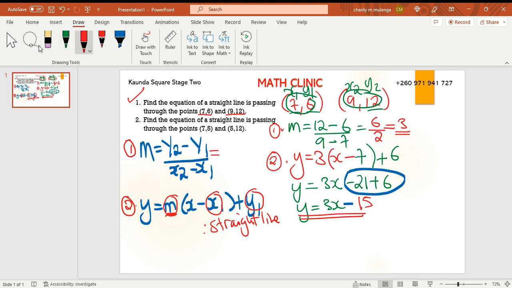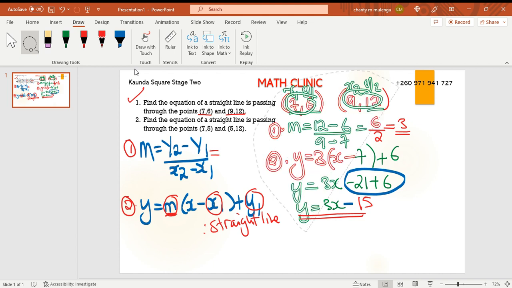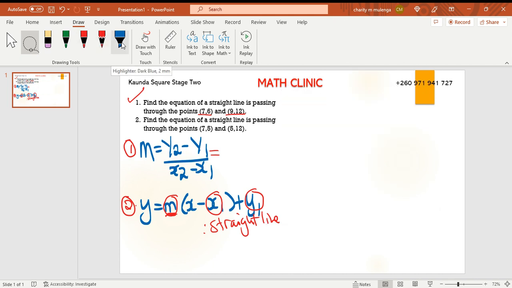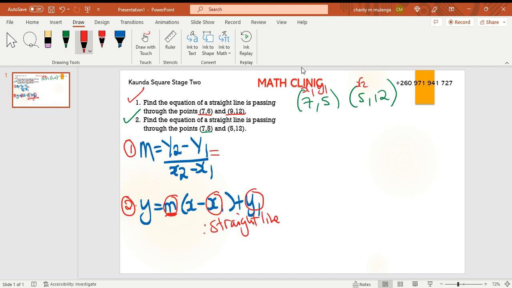Okay, let us see how we can find the other equation. It's not all the time that your gradient will be a whole number. Sometimes your gradient will be a fraction. Let us see that in the second example. Find the equation of a straight line passing through the points (7, 5) and (5, 12). Again, these are coordinates, so I'll label them x1, y1, x2, y2. We need to find the gradient first. You always have to find the gradient when you're finding a linear function or a straight line.